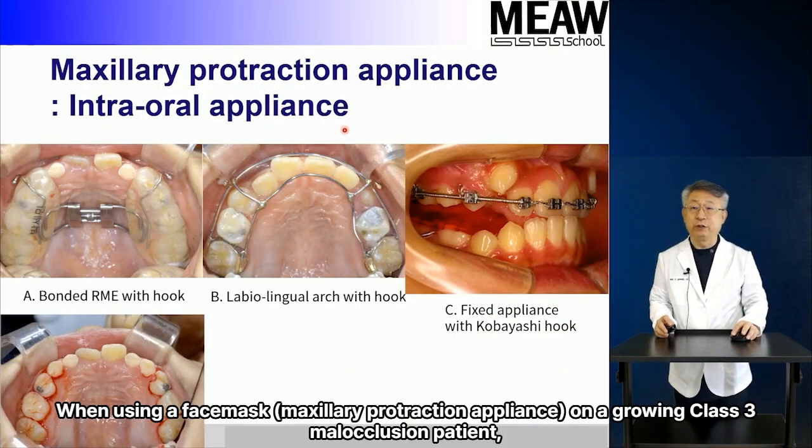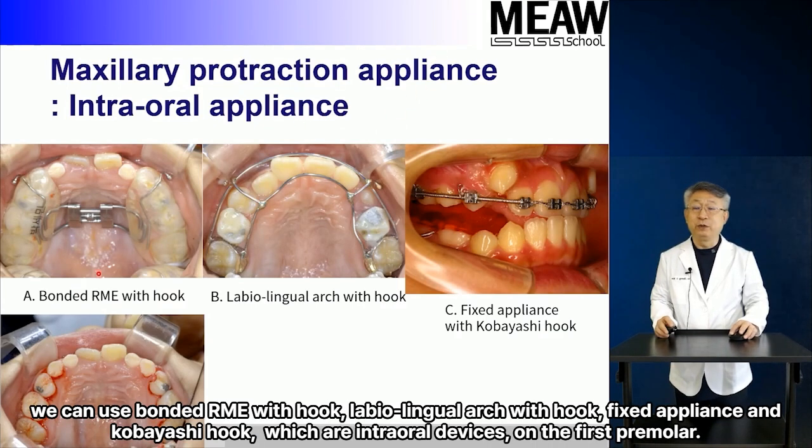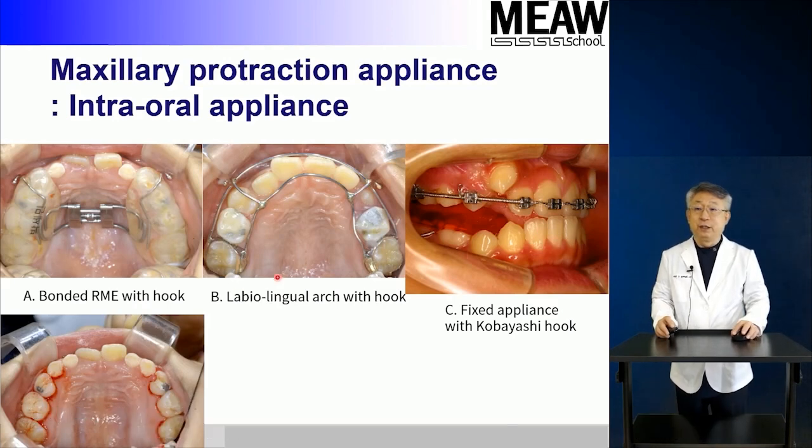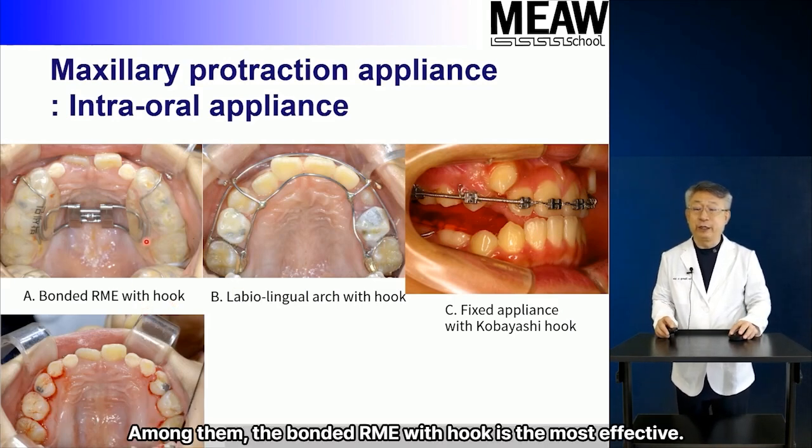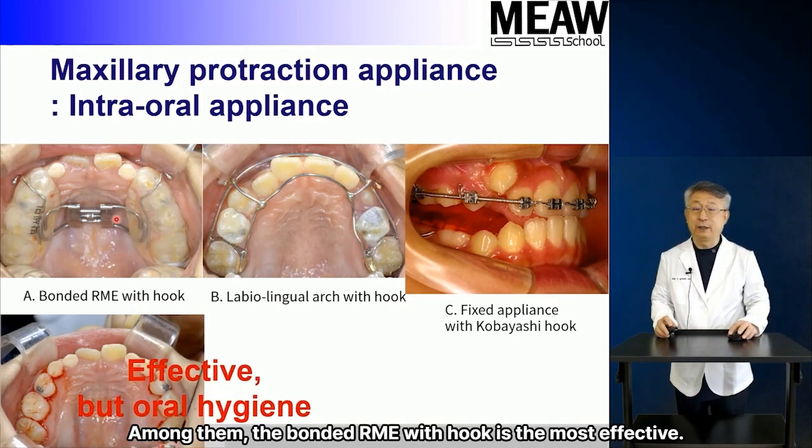When using a face mask maxillary protraction appliance on a growing class 3 malocclusion patient, we can use bonded RME with hook, labiolingual arch with hook, fixed appliance and Kobayashi hook, which are intraoral devices, on the first premolar. Among them, the bonded RME with hook is the most effective.